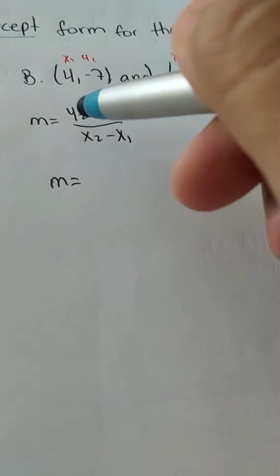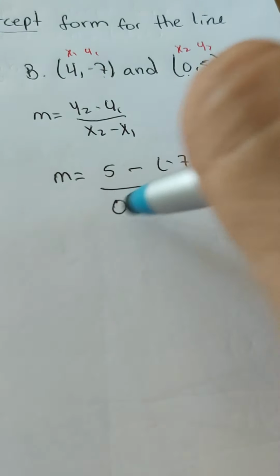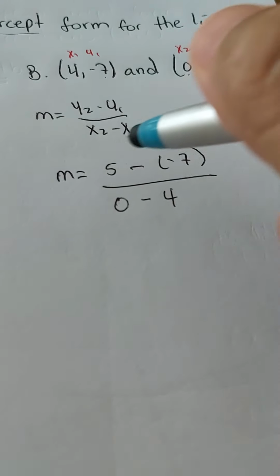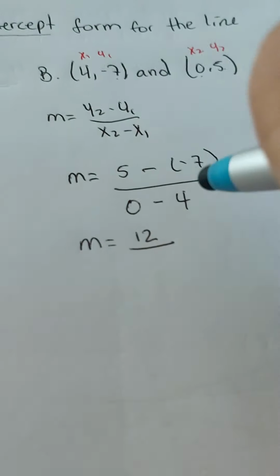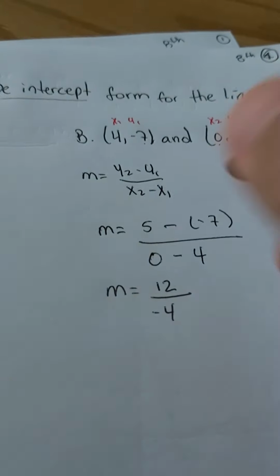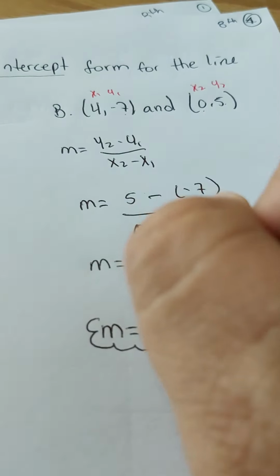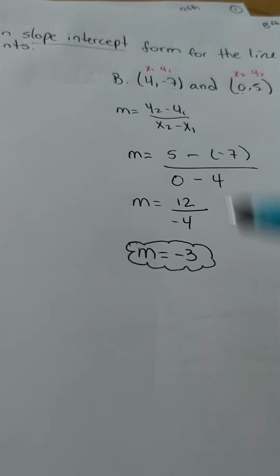Now, we substitute. M equals y2, 5 minus y1, negative 7, over x2, 0 minus x1, 4. Negative times negative is positive. 5 plus 7, 12. 0 minus 4, negative 4. 12 divided by negative 4, negative 3. We found our slope. Now we have a slope and 2 points.